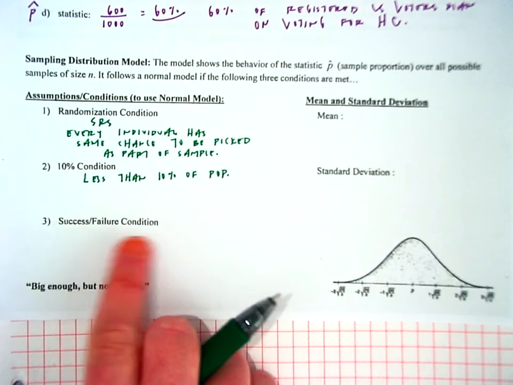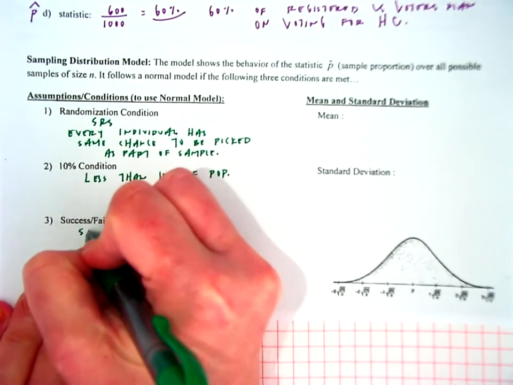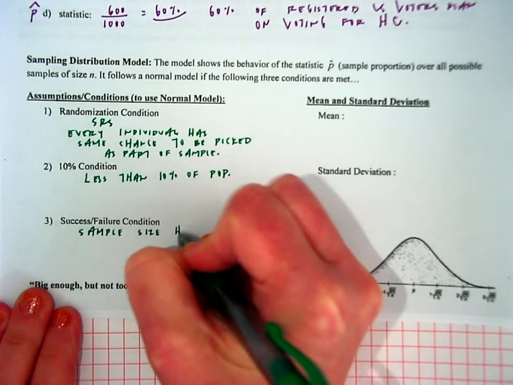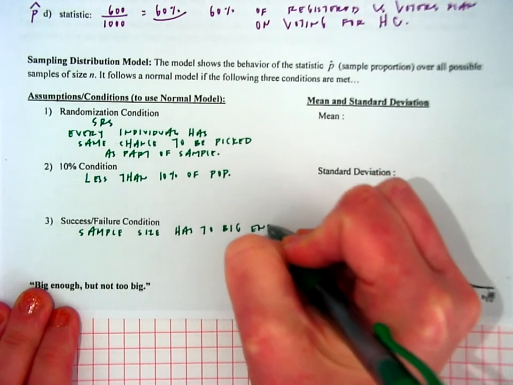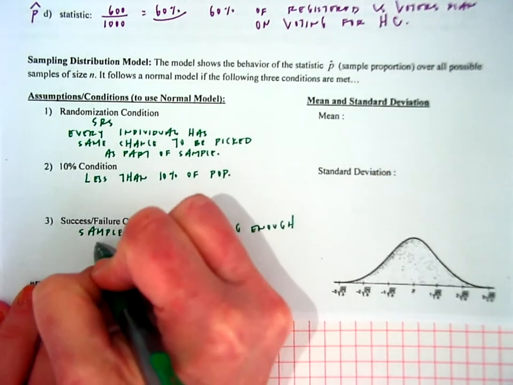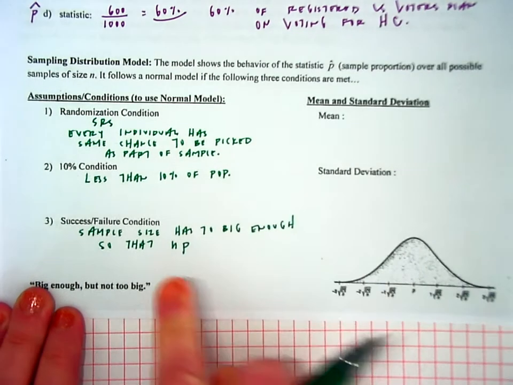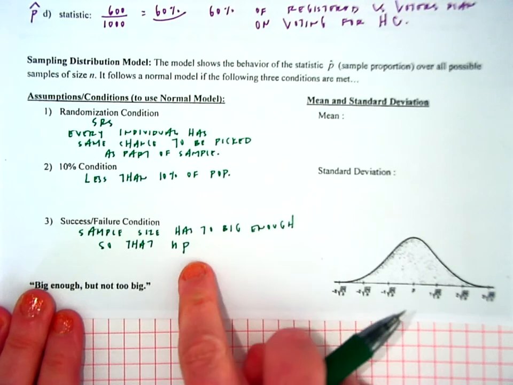So the sample size has to be big enough so that n times p, the number of successes, where n is our sample size and p is the proportion of success, has to be greater than or equal to 10. And the same with the failures. So nq has to be greater than or equal to 10 also.